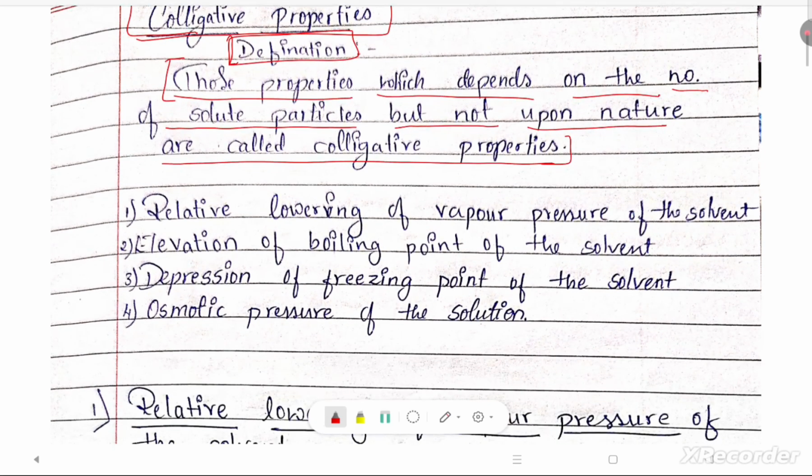Under colligative properties, there are four. One is relative lowering of vapor pressure of the solvent. The second one is elevation of boiling point of the solvent. Third one, depression of freezing point of the solvent. Fourth one, osmotic pressure of the solution. From these colligative properties, you can expect numerical problems. Pakka, one or two numerical problems they will ask from colligative properties.